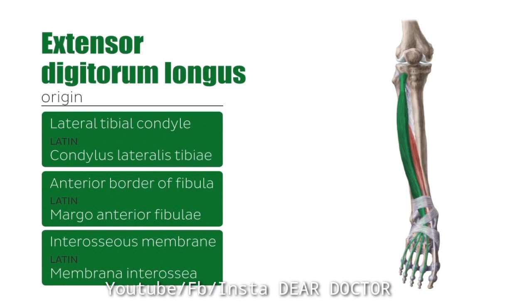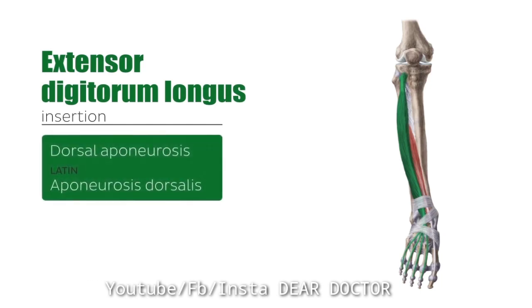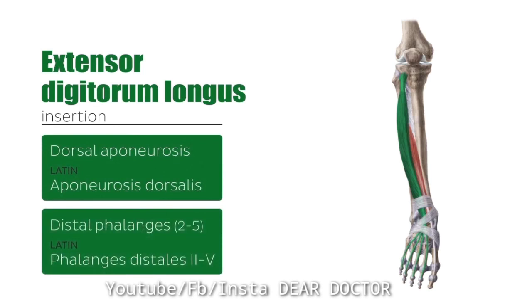We're going to move on to the insertion points for the extensor digitorum longus. And this muscle goes below the inferior extensor retinaculum, and it divides into four tendons inserting at the dorsal aponeurosis and also at the distal phalanges of the second through fifth toes. And you can clearly see here on this image the different tendons that will be then inserting at the distal phalanges and the dorsal aponeurosis.